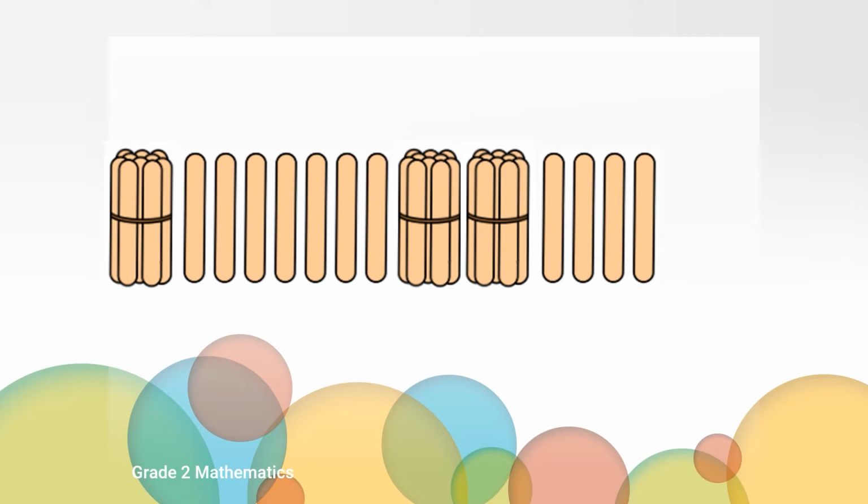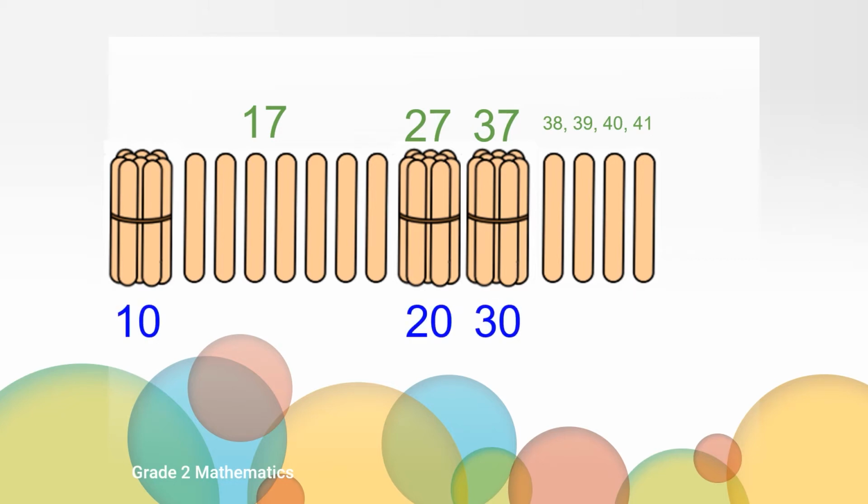Maybe you thought about it by starting at 17 and adding 2 bundles of 10, like 17, 27, 37. Then you added the ones, 38, 39, 40, 41. Or maybe you put the bundles of 10 together first. 3 bundles of 10 equals 30. Then you added the sticks and counted by ones. 31, 32, 33, 34, 35, 36, 37, 38, 39, 40, 41.